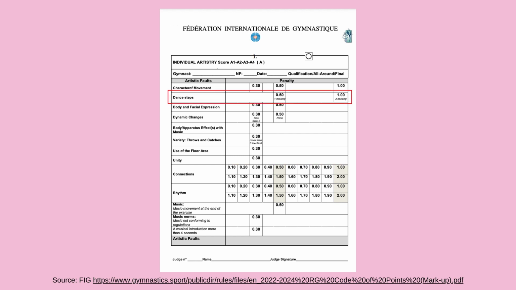Also, each routine must have 2 sequences of so-called dance steps, 8 seconds of dance combination to highlight the character of the routine, and there is a 0.5 deduction for missing each. There is also one more expensive deduction of 0.5 if the gymnast performs any movement when the music is over.